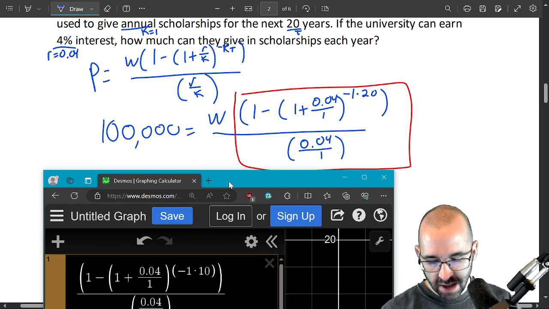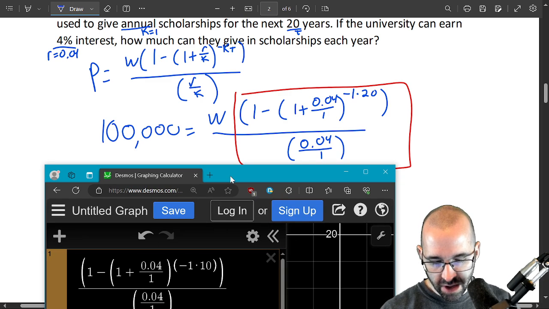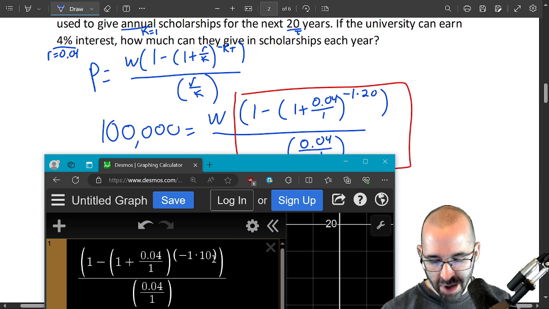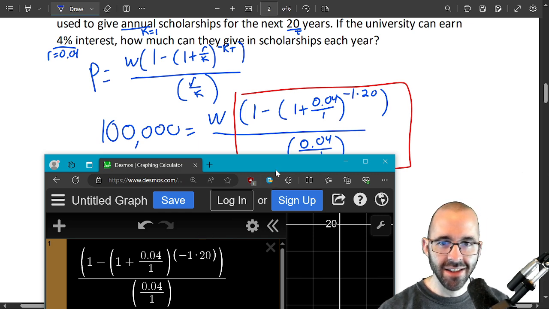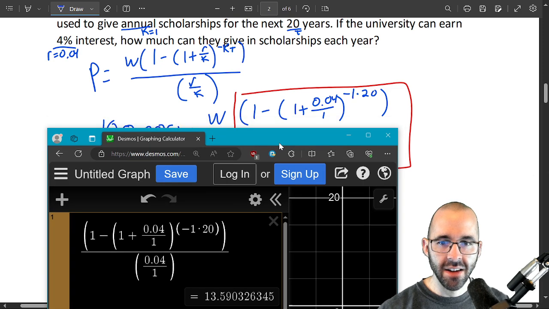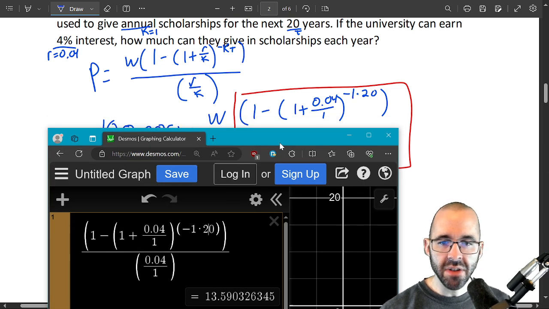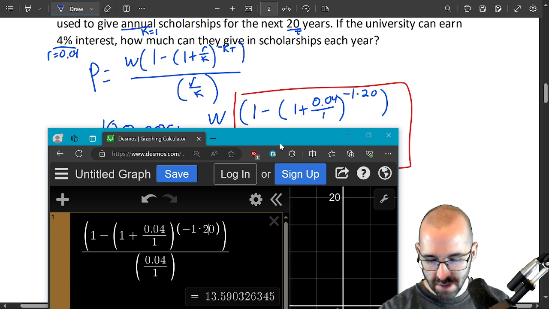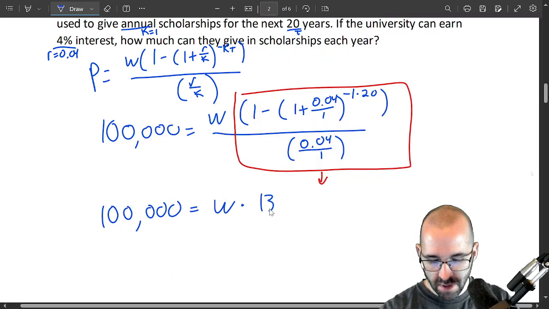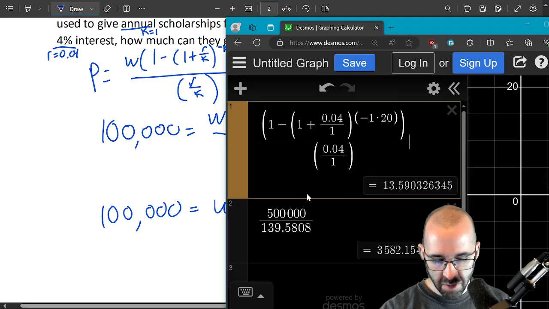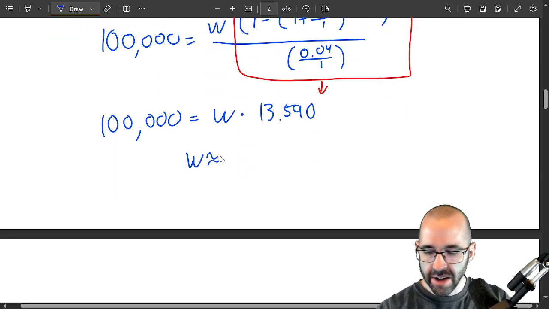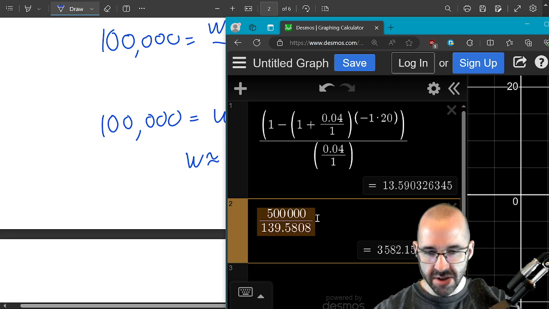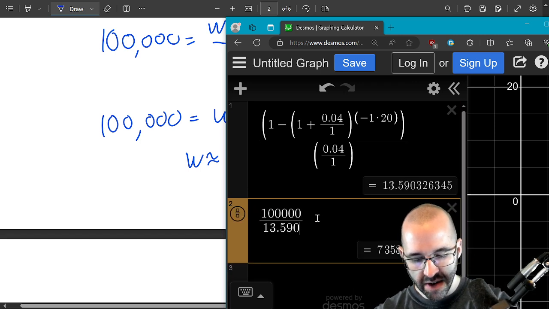Then let's double check, compare. Make sure that we're typing it in correctly. We typed it incorrectly at first. It'd be 20 years. All right. So that big red number, 13.590. Real messy, but it doesn't look too bad now. Divide both sides by that 13.590, and we'll get our answer. So let's say 100K divided by 13.590.